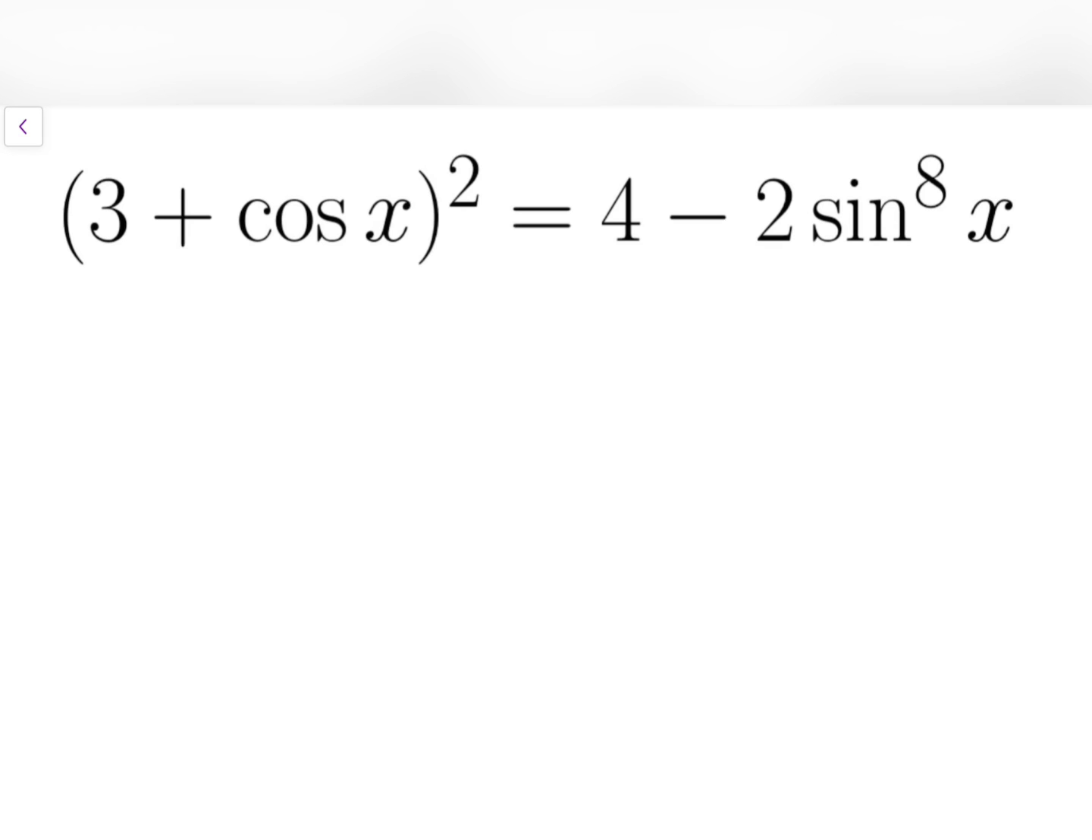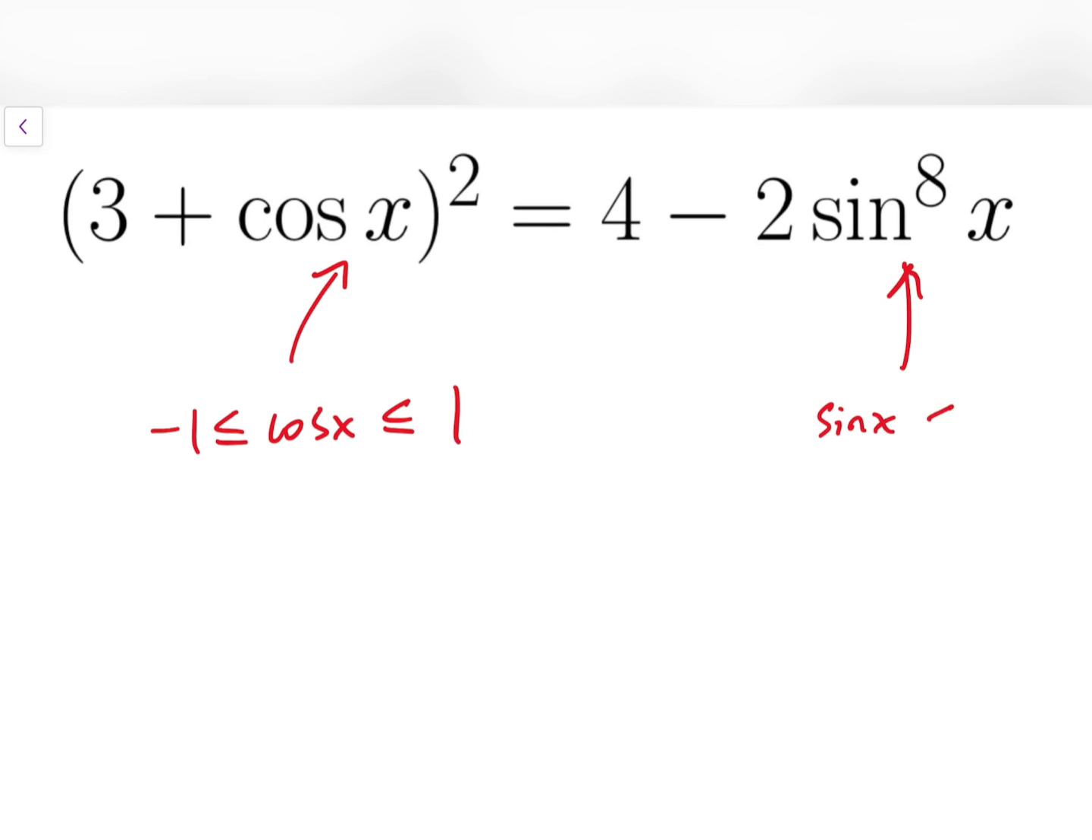This equation might seem complicated, but actually it can be solved in seconds. Notice that the range of cos x must be between -1 and 1 inclusive, while sin x is also between -1 and 1, with the two boundaries inclusive. But when sin x is taken to the 8th power, it must be non-negative, so the lower bound now becomes 0. As for the upper bound, it's still 1 to the power 8, which is 1.